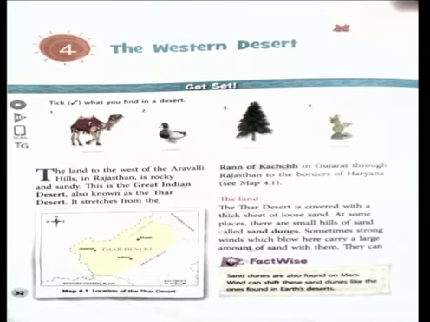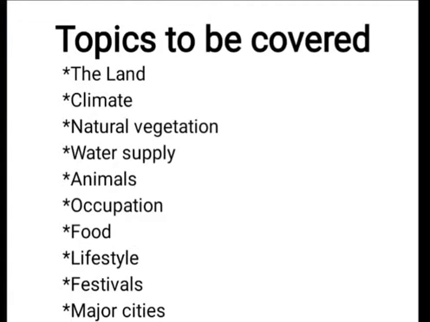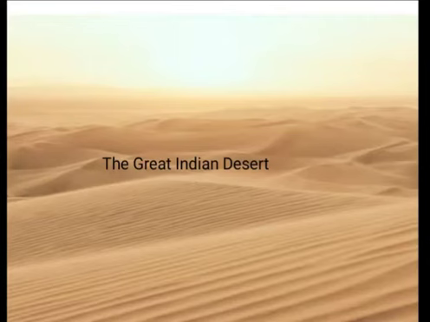So now the topics that we are going to cover in this lesson are the land, climate, natural vegetation, water supply, animals, occupations, food, lifestyle, festivals and major cities of Rajasthan. So we'll start the lesson.